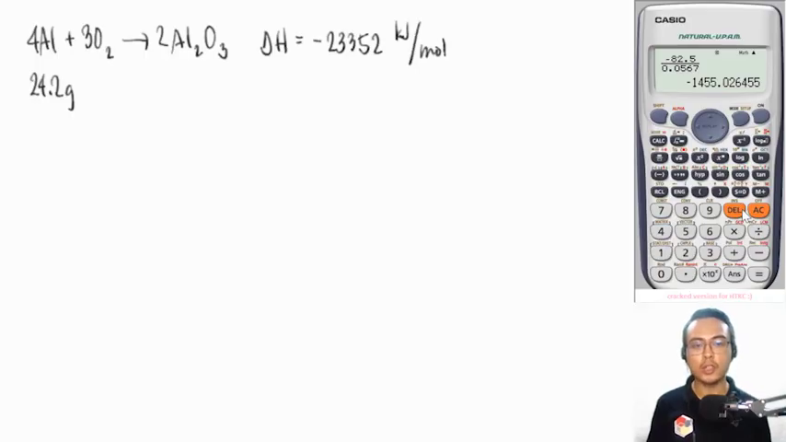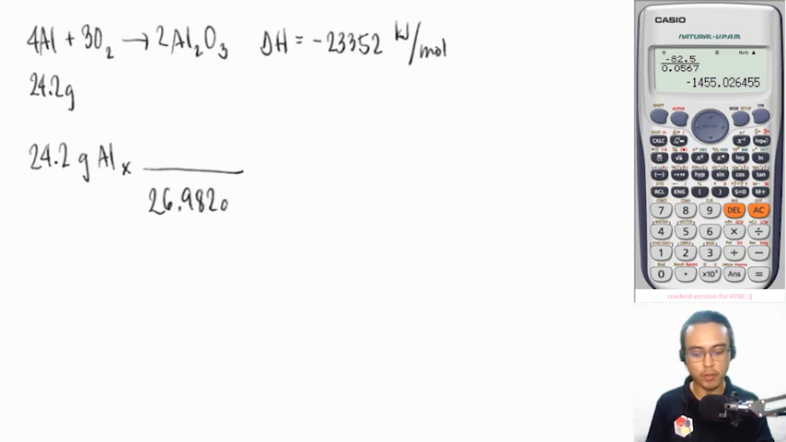Now, our approach to this problem would be similar to our approach to the previous problem, and we will be treating this as a problem on stoichiometry. The problem is asking how much energy in the form of heat will be released if 24.2 grams of aluminum is completely oxidized. Again, we start with the given 24.2 grams of aluminum, and we simply perform our stoichiometry. So the molecular weight of aluminum is 26.982 grams of aluminum per 1 mole of aluminum.